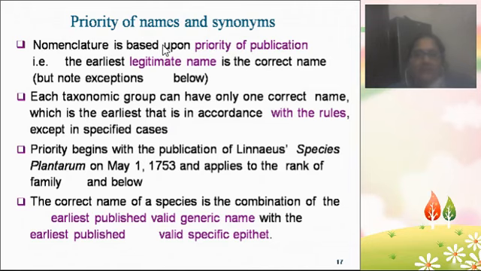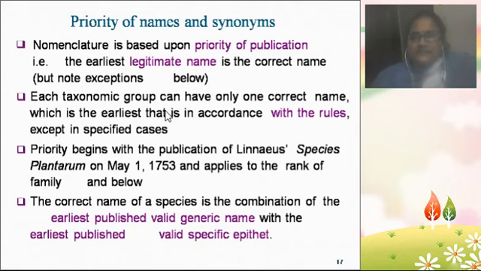Now coming to the priority of names and synonyms. What are the names and what are synonyms? Nomenclature is normally based upon the priority of publication, meaning whoever published first will be accepted first. Whoever first published the correct name, following all the rules, guidelines and procedures, that will be known as the legitimate name. Legitimate name means a name given following all the rules. Whoever first identifies and keeps the name following all the rules and guidelines, that is known as the legitimate name, and that will be published first. That is the priority.